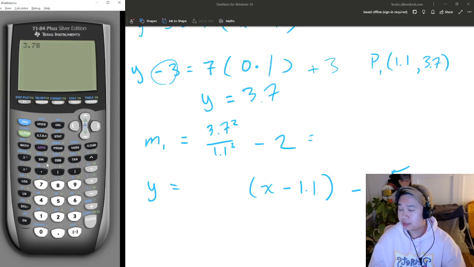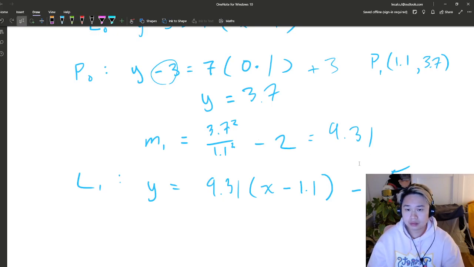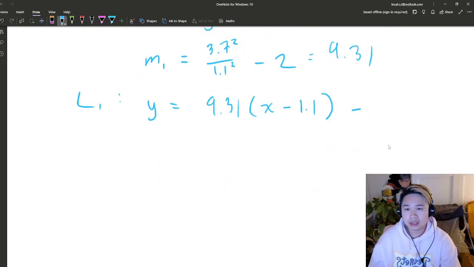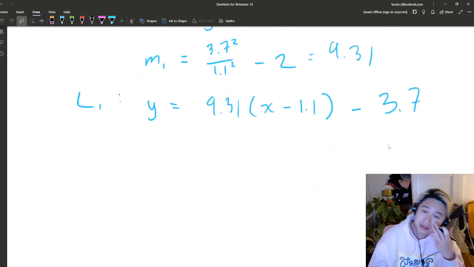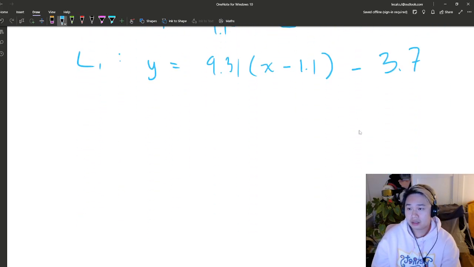Okay, 3.7 squared divided by 1.1 squared minus 2. 9.31. 9.31. I hope this is right. More right. Because I don't want to keep going and fixing it if it's not. Okay, so P2. 1.2.